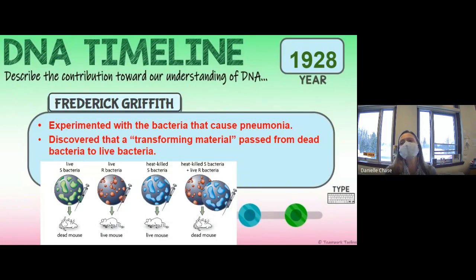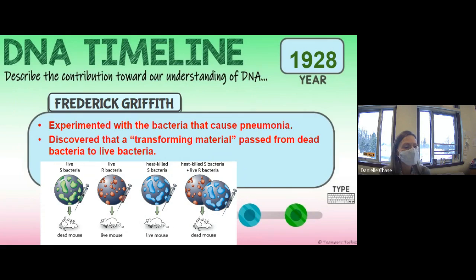So we're going to look at the history of how they figured out what DNA is, what does it look like, that kind of stuff. So we're going to start with 1928. So we really haven't known a lot about DNA for very long, only about 100 years, really.